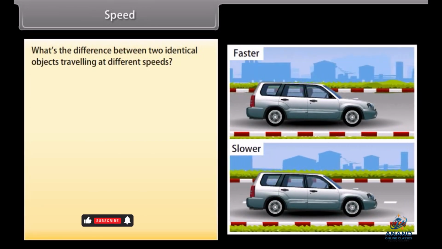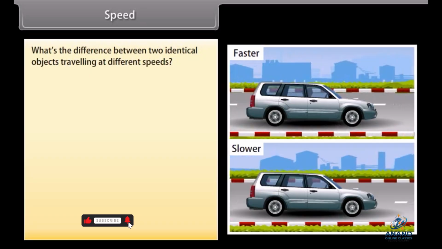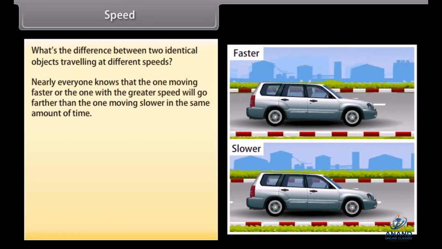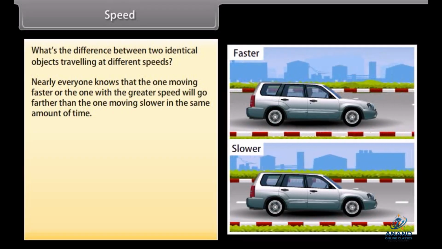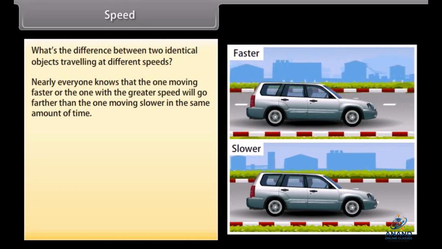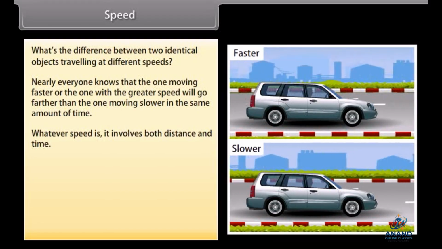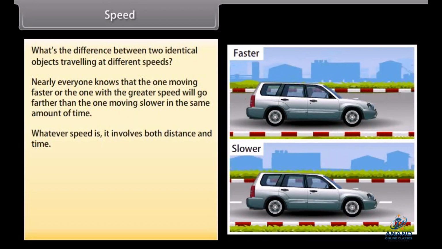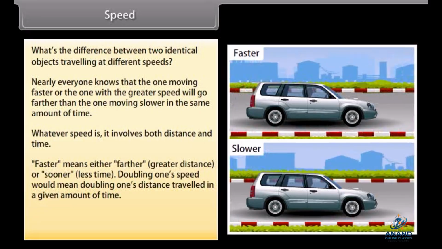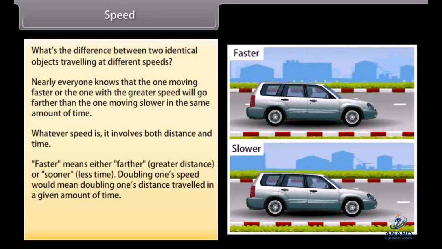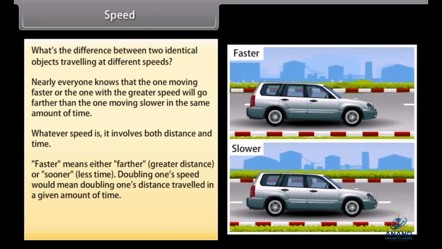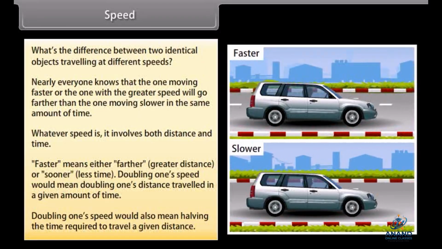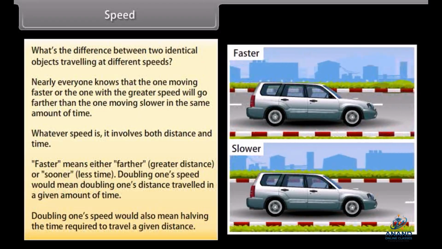Speed. Now can you tell the difference between two identical objects traveling at different speeds? Nearly everyone knows that the one moving faster, or the one with a greater speed, will go farther than the one moving slower in the same amount of time. Whatever speed is, it involves both distance and time. Faster means either farther, a greater distance, or sooner, less time. Doubling one's speed would mean doubling one's distance traveled in a given amount of time. Doubling one's speed would also mean halving the time required to travel a given distance.